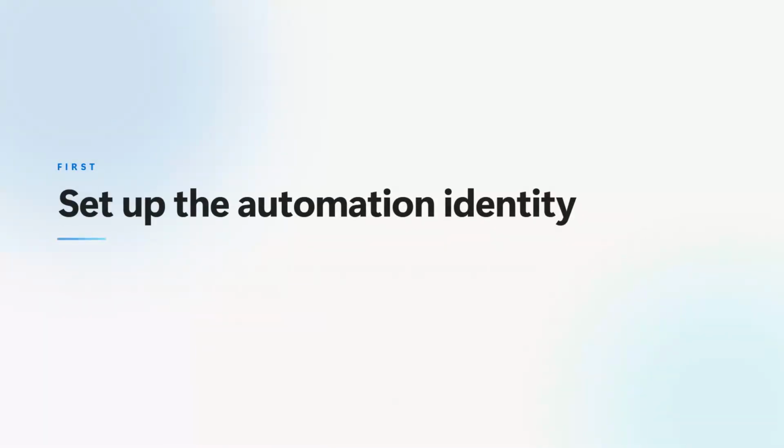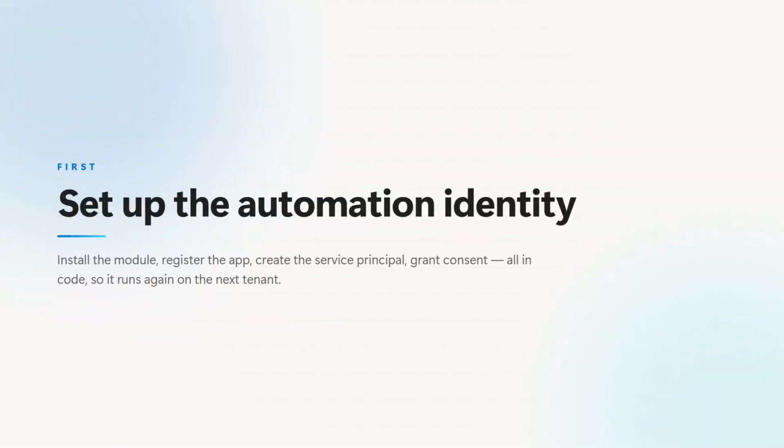Before any of this can be automated, the tenant needs an identity that a script can sign in as. We build that in code, because a course about automation should not start by asking you to click through a portal. By the end of this section, you will have an app registration, a service principal, and a connection that needs no human at all.